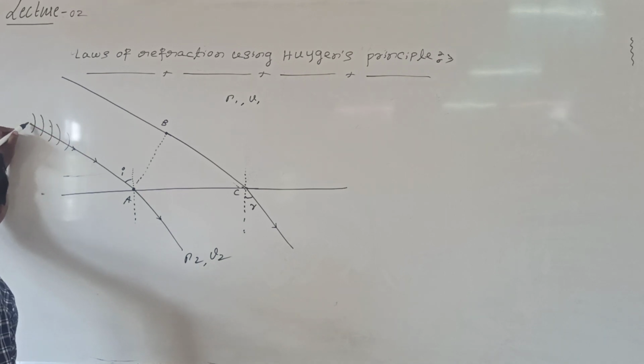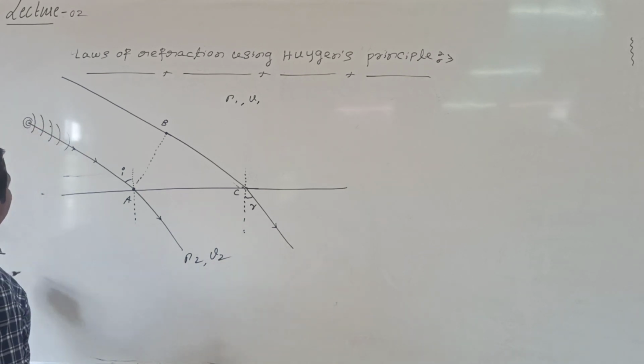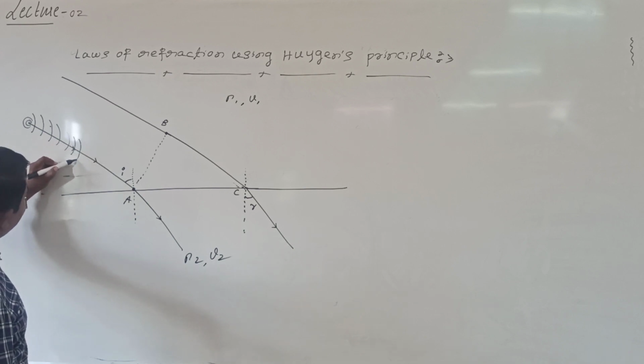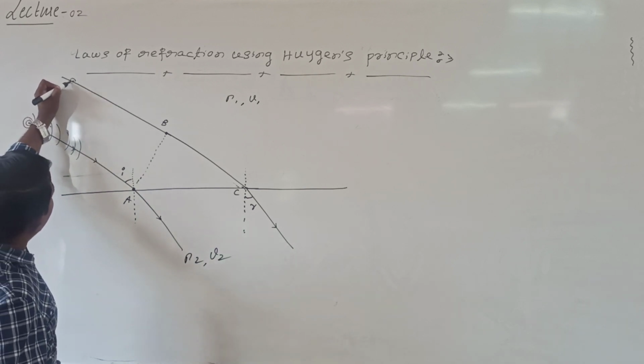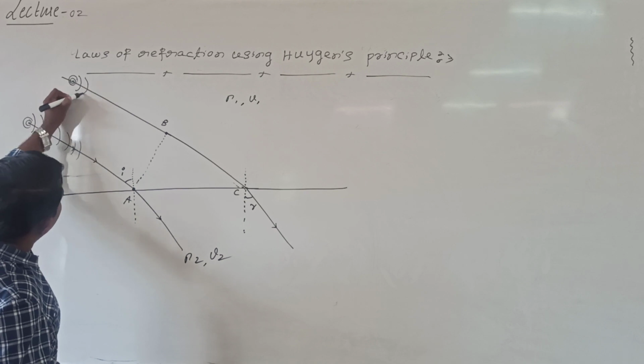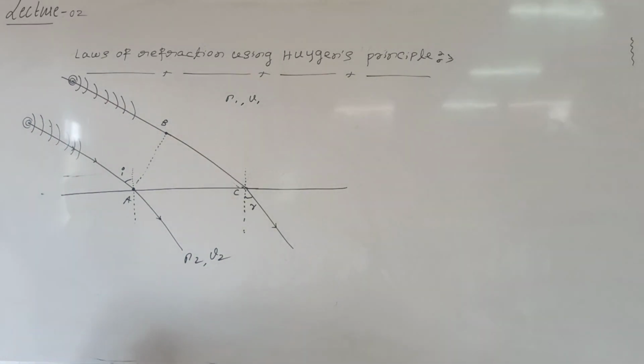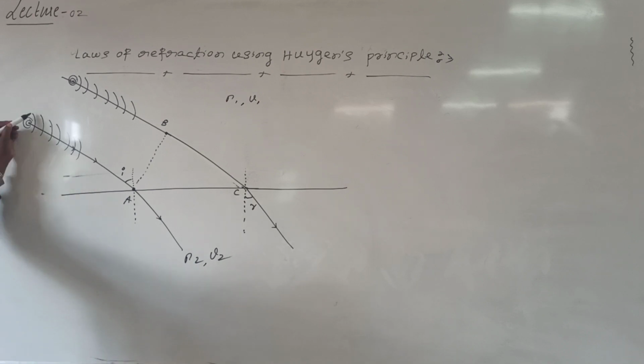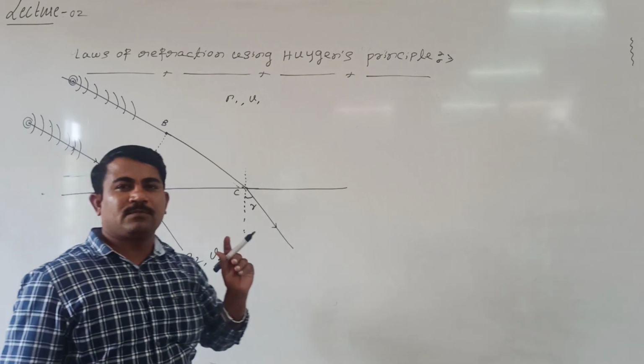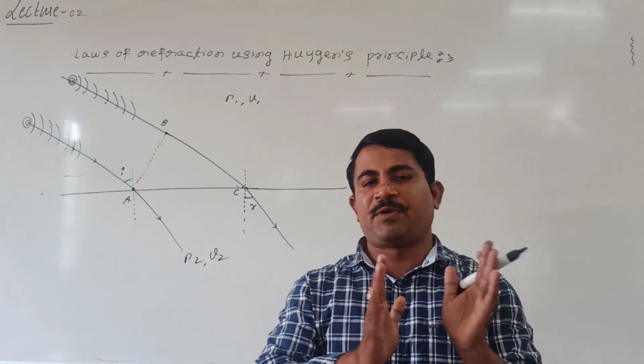Actually, how will the wavefronts come? Like this the wavefronts are coming. This is the propagation of the wavefront R. This I can take as the propagation of the wavefront. How will the wavefronts come? Like this the wavefronts will come. See here, in the rarer medium, a greater wavefront is there, but in the denser medium, a smaller wavefront is there. I mean, the size of the wavefront is decreased.